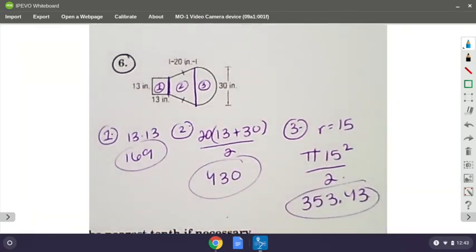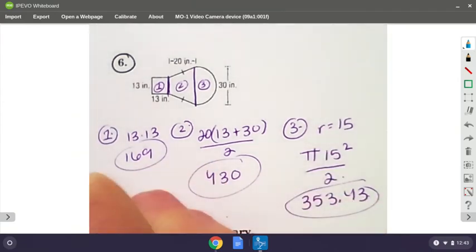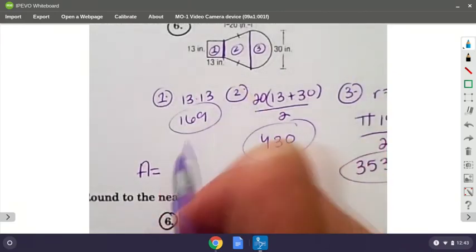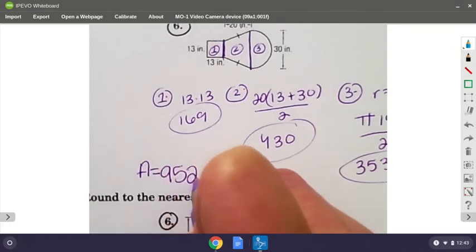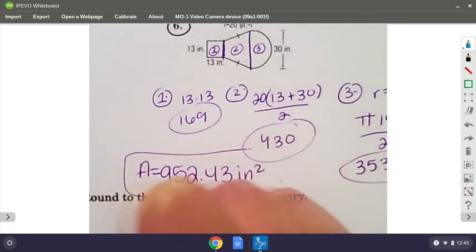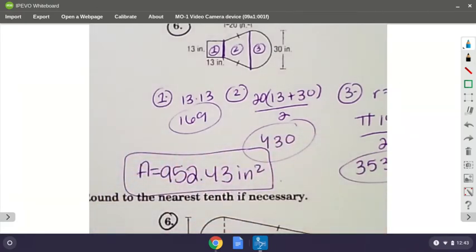So 353.43 plus 430 plus 169. The total area for number 6 would be 952.43 square inches. So that's how you would do one like that.